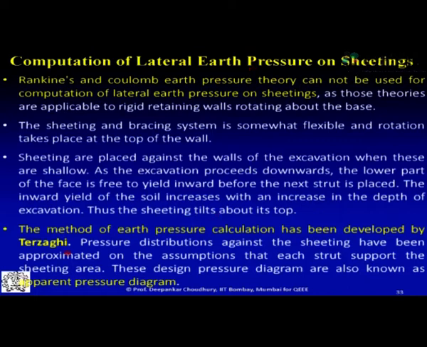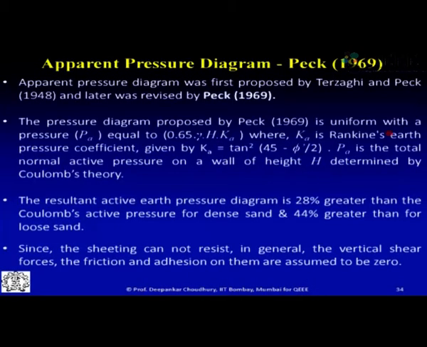That is the terminology which was developed by Terzaghi and Peck initially, and later on Peck has defined it. So it is called the apparent earth pressure diagram, which is acting on the support. So what is that apparent earth pressure? Initially Terzaghi and Peck both mentioned that apparent pressure is about 0.65 gamma H K.